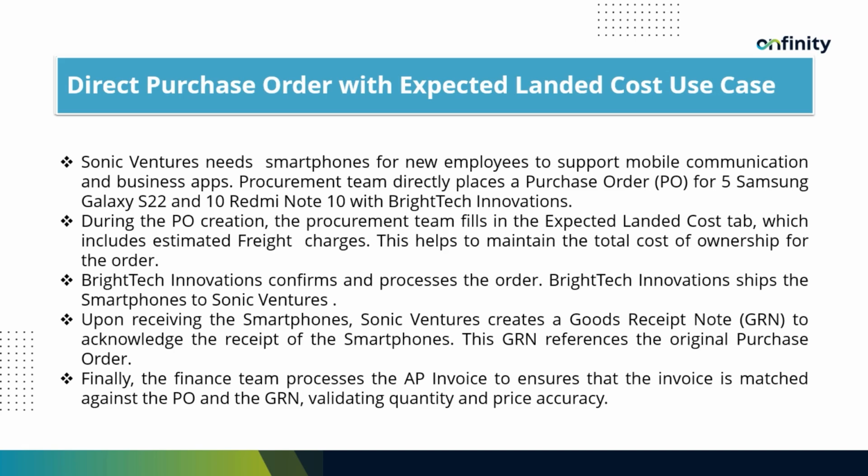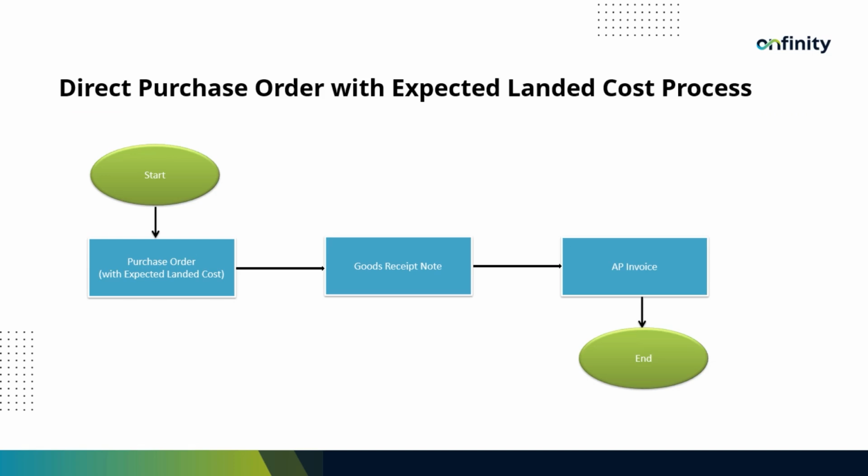Finally, the finance team processes the invoice to ensure that the invoice is matched against the PO and GRN, validating quantity and price accuracy. Next, let's look at the process flow for a direct purchase order with expected landed cost process. Here's a quick overview.